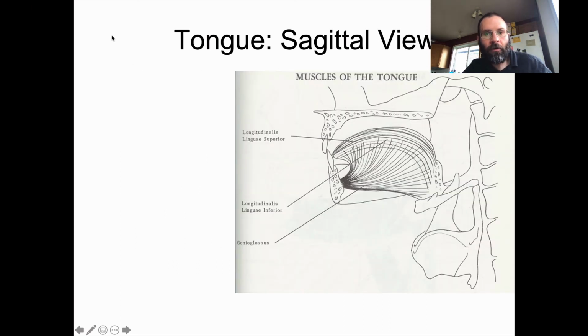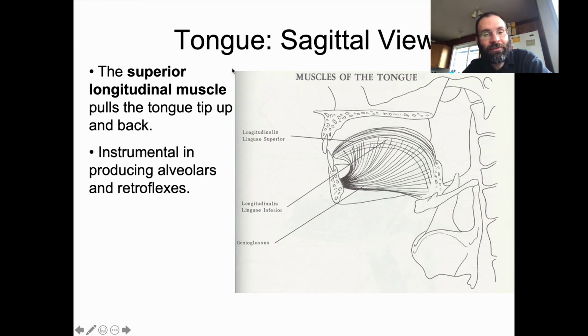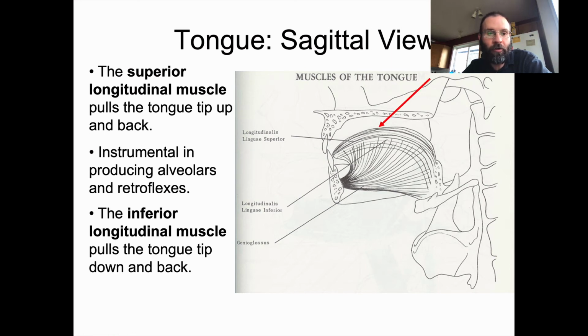Okay, so what do these look like in diagram form? The superior longitudinal muscle is up here on the top, and like I said, it runs lengthwise. That one's easy to imagine because, to the extent that you think about your tongue, you probably think about stuff that's on top of it. When we're speaking, this is instrumental in producing alveolars and retroflexes. If you're contracting this length, that would raise the tongue up and potentially back into a retroflex position. So you can think about this as the coronal muscle.